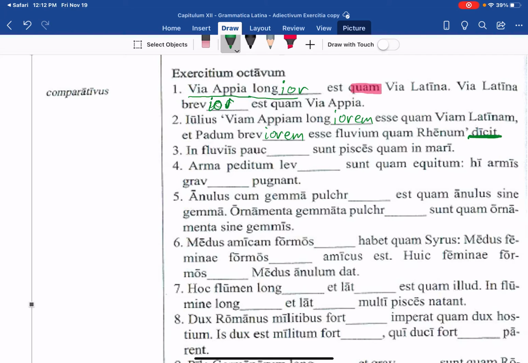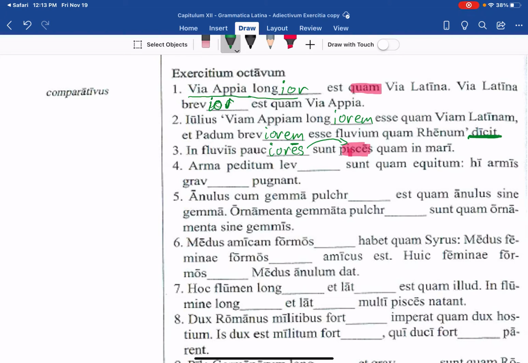Number three, in fluviis blank sunt pisces quam in mari. In fluviis sunt pisces. So we can tell from the context that we're talking about the pisces, and this might also be tricky because you might initially think that pauci is going with fluviis, in fluviis paucis or paucioribus. But really, if you read on a little bit, you see that it must be modifying pisces. It's saying that in rivers, there are fewer fish quam in mari, than in the ocean. So we need to make pauci match pisces. So we would write pauciores. Pauciores, and this is nominative plural matching pisces.